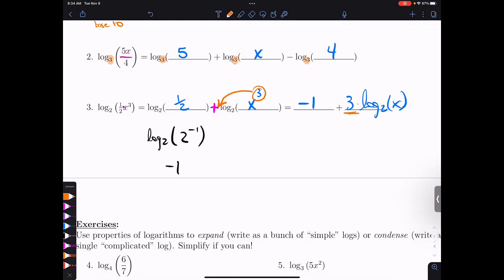Right now, I've got a simpler thing to deal with here. Maybe that makes life a little easier. Or again, we can go the other direction. Maybe life's going to be easier if I combine stuff so that I've just got one log term to deal with.